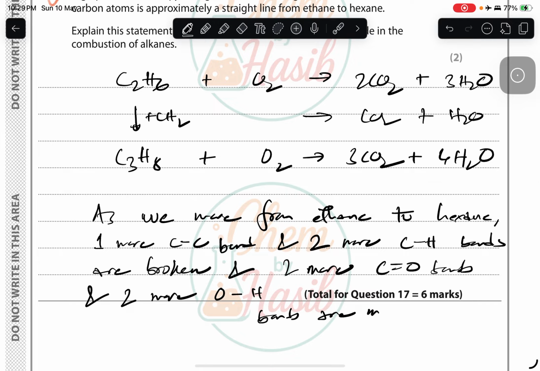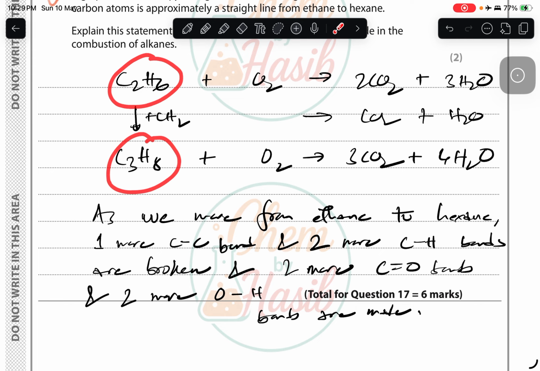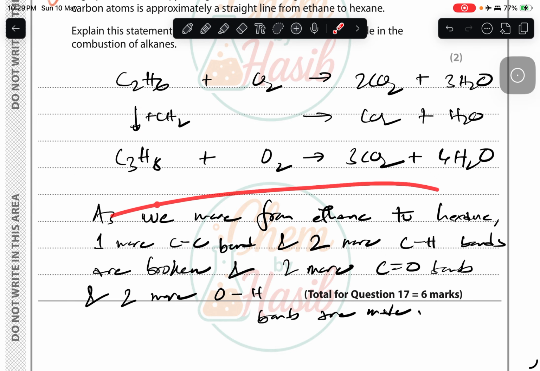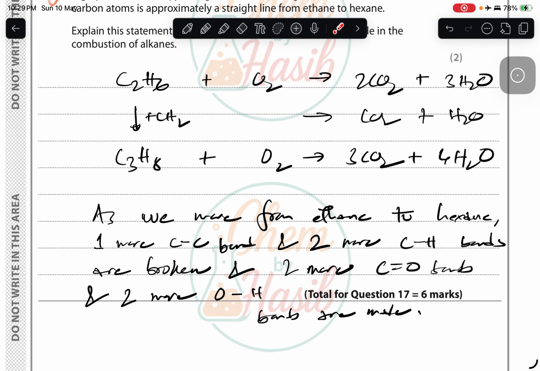So every time there is an increasing number of carbon atoms, exactly the same things go on. As you move from ethane to propane, this happens. As you move from propane to butane, again this happens. As you move from butane to pentane, again this happens. So the increase in the enthalpy change is always the same. All right?